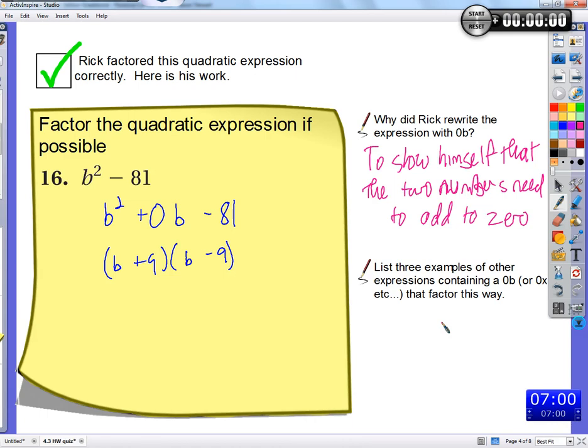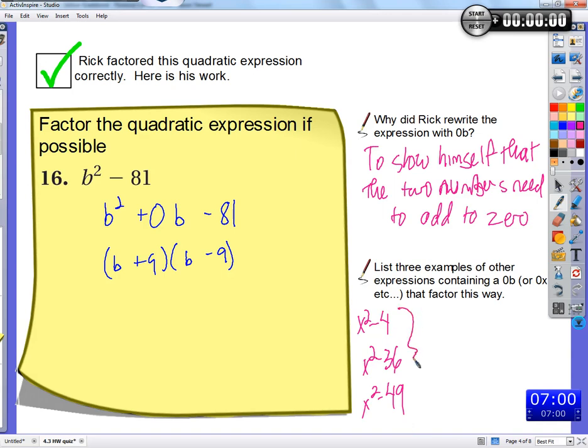Okay, let's get some examples written down here. What's one example? X squared minus 4. Another example? X squared minus 36. And Kevin? X squared minus 49. Hey, those are the ones I used. So there's a pattern here. If we recognize the pattern, it wouldn't take long to write down more examples. What's the pattern? X squared minus any number that has a perfect square root. Any number that has a perfect square root.